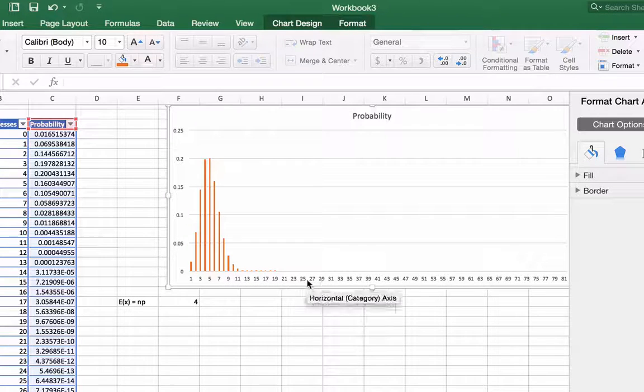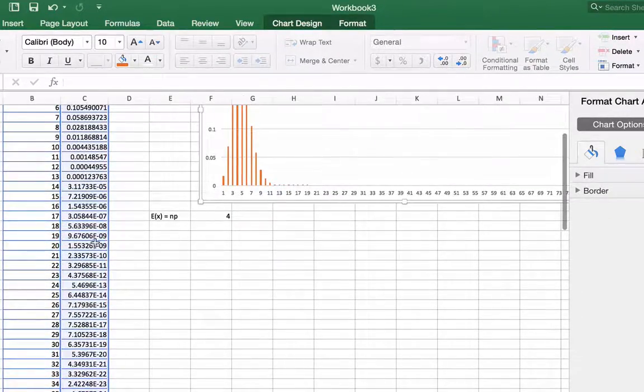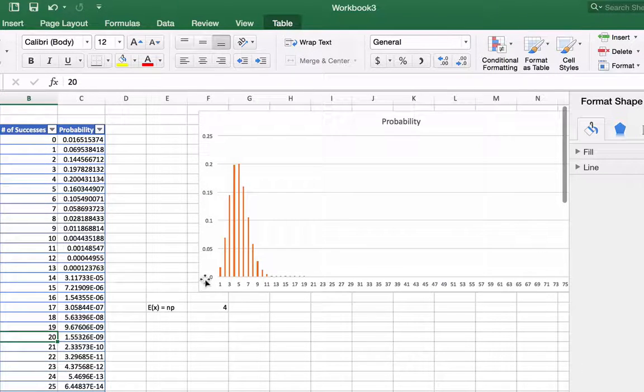Now, this distribution shows that you have very few, you can barely read any numbers beyond about 13, 15, and so forth. And then they seem to be non-existent beyond around 20. And so looking at the numbers here, the probability here is 1.55 times 10 to the negative 9 as far as the probability of having 20 defective engines. So it's very low.